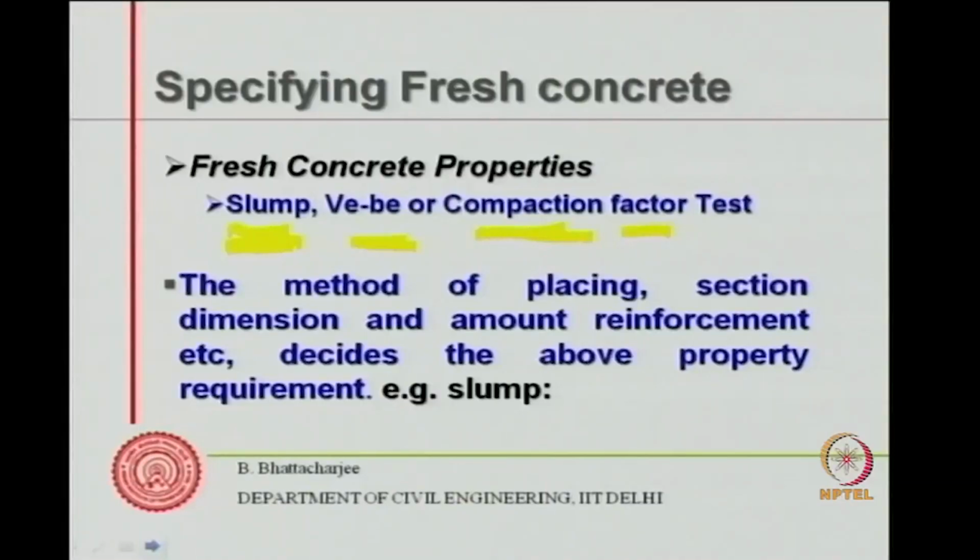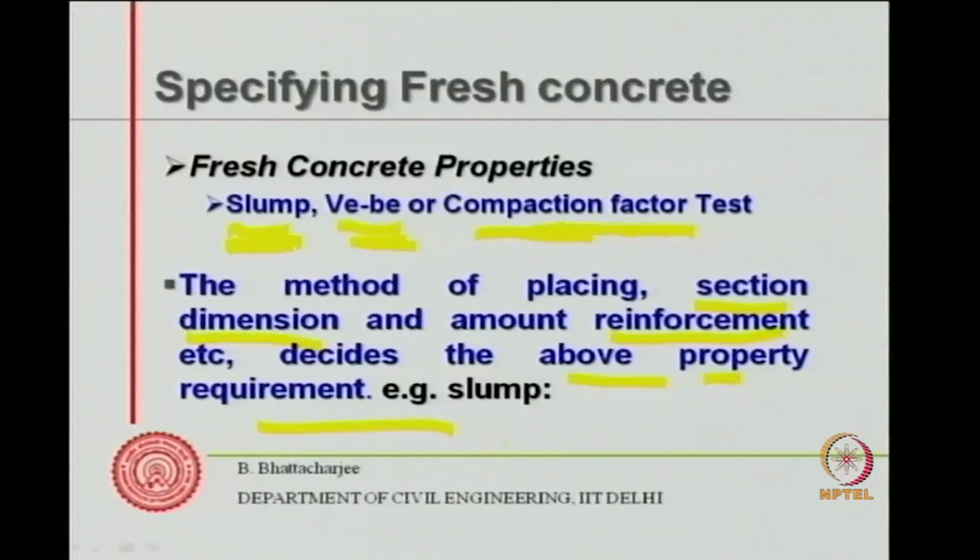The method of placing, section dimension, and amount of reinforcement present decide the property requirement. That means slump would be decided, or compaction factor, or VV time. VV, unit of VV is time. This is a fraction. All these are decided based upon the method of placing, section dimension, and amount of reinforcement present.